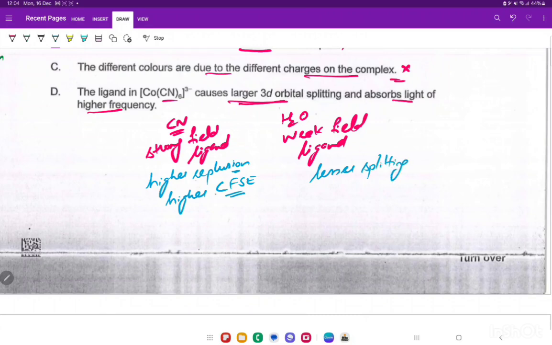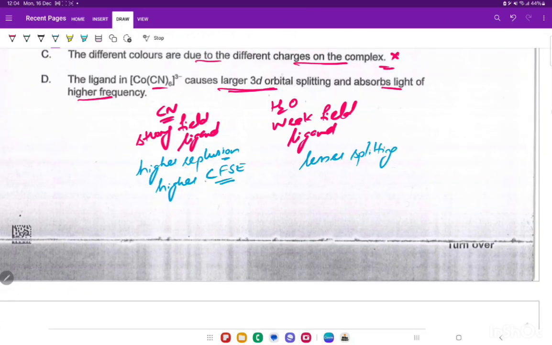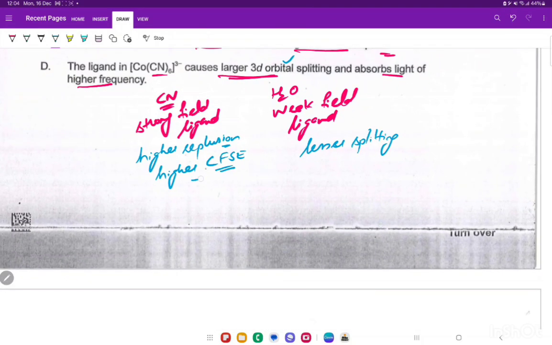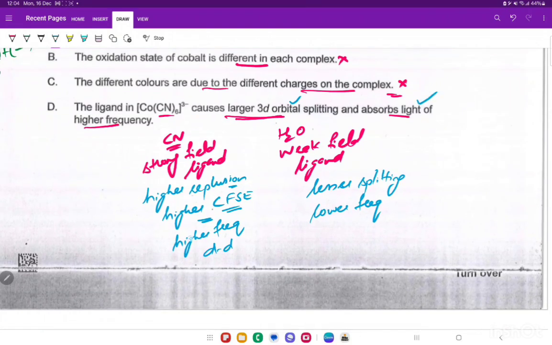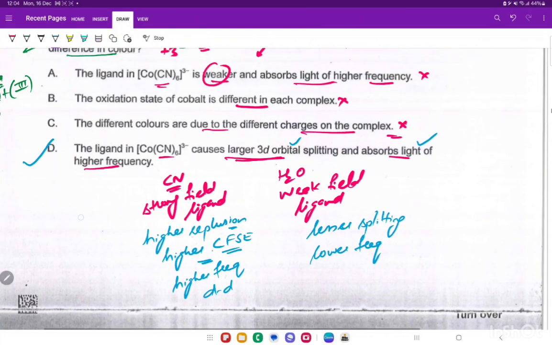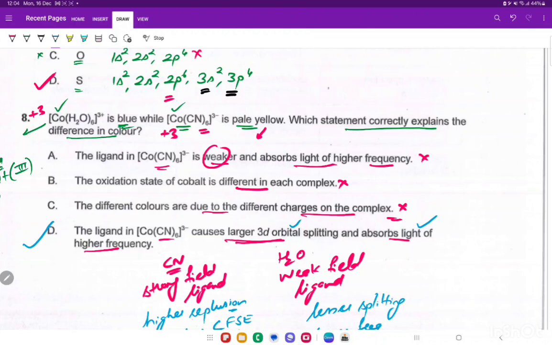It will be lesser splitting here, and higher splitting there. When higher splitting is there, CFSE is higher. It requires light of higher frequency. Higher frequency is required for the d-d transition, whereas the other requires light of lower frequency. Therefore, it absorbs light of higher frequency. Hence, my answer D is the correct answer because all other options are wrong. CN is a weaker ligand, wrong. It absorbs light of higher frequency.